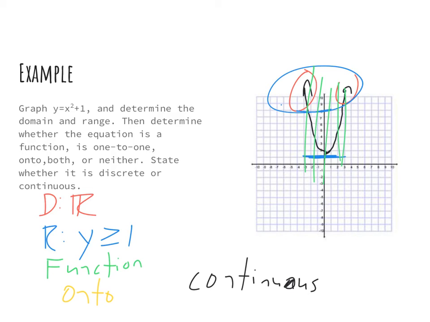It is a function. It passes the vertical line test. It's onto, but not one-to-one. It's not one-to-one because I have multiple domain values that go to the same range value. So I could plug in one range value and get more than one domain value that goes with it. And then the last one, it's continuous because, again, if I were to trace it with my pencil, I would never have to pick it up.